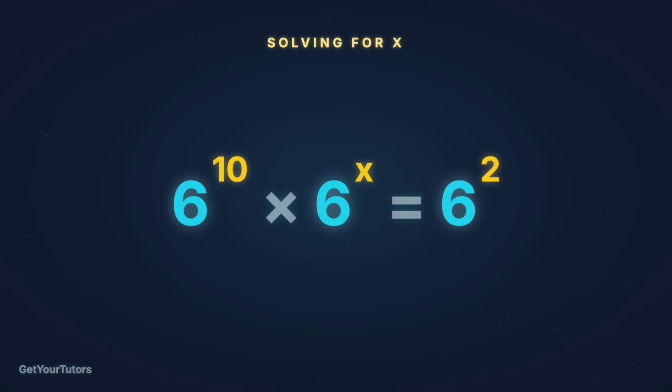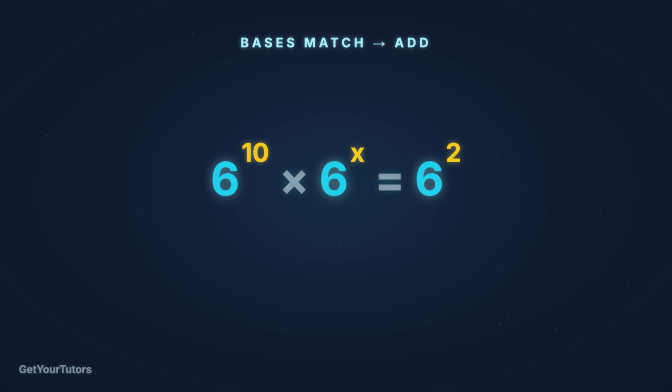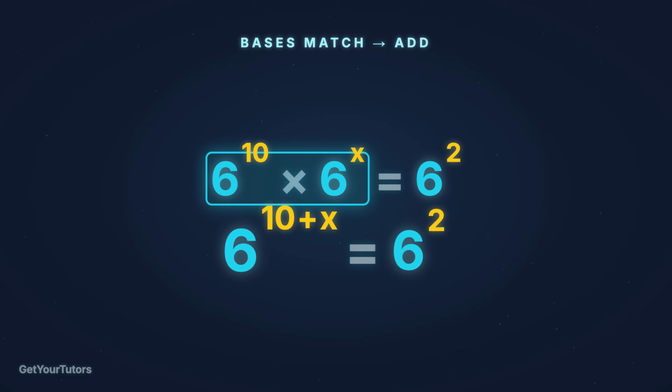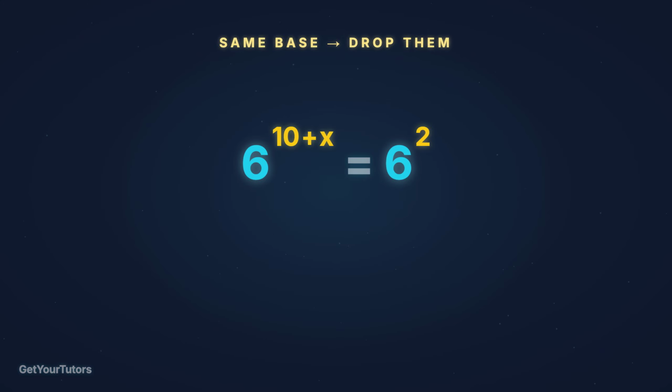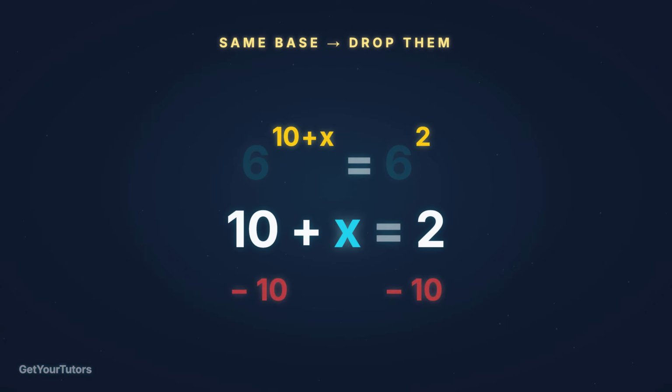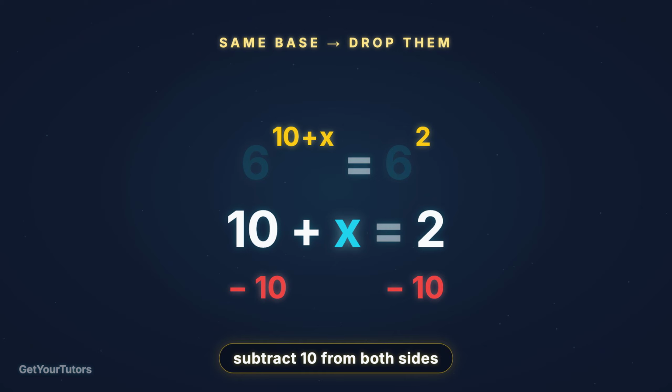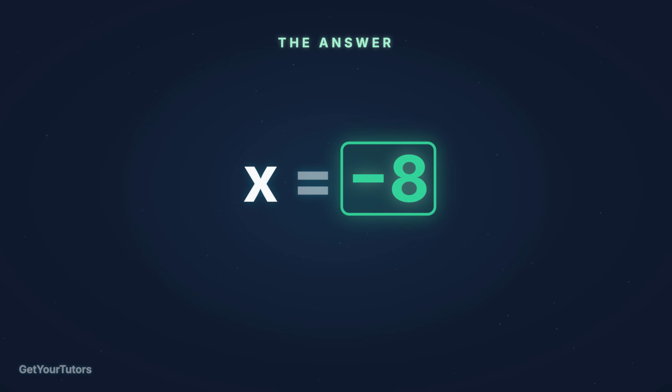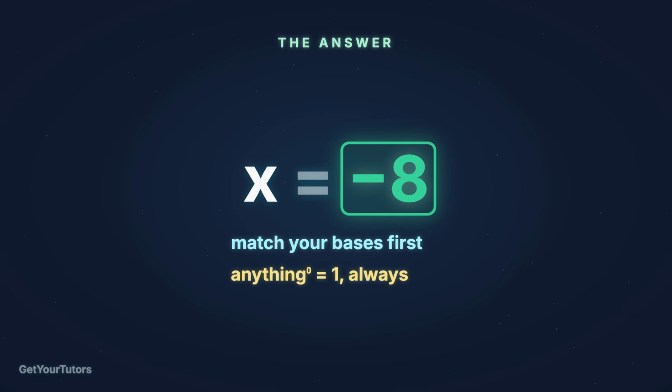Let us solve for x. 6 to the power of 10 multiplied by 6 to the power of x equals 6 squared. Easy. The bases match, so we add powers on the left side. We get 6 to the power of 10 plus x equals 6 squared. Since both bases are exactly 6, we drop them entirely. 10 plus x must equal exactly 2. Subtract 10 from both sides now. X equals -8.